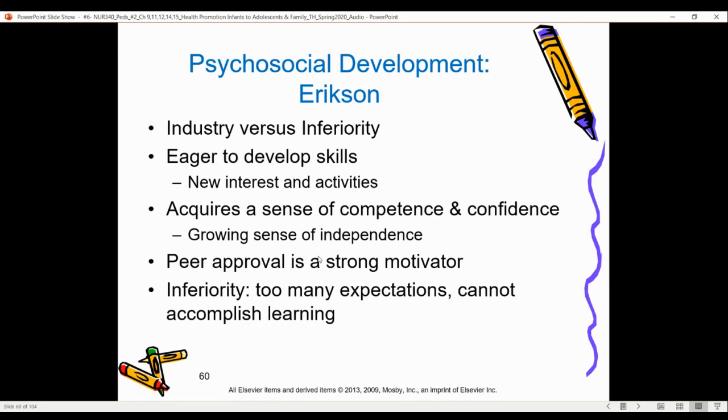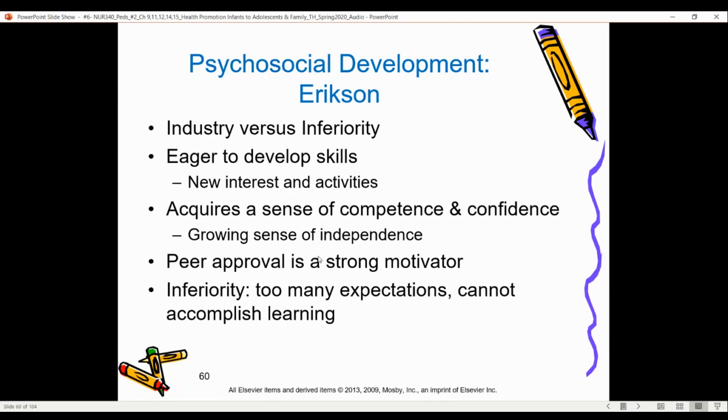Peer groups are still a strong motivator at this age. If the friends are into sports, or the friends are into cars, or the friends are into computers, whatever that is, that's usually what that child is kind of going to start to pick up on. But they start to pick up their own sense of independence of what they like to do and don't like to do.